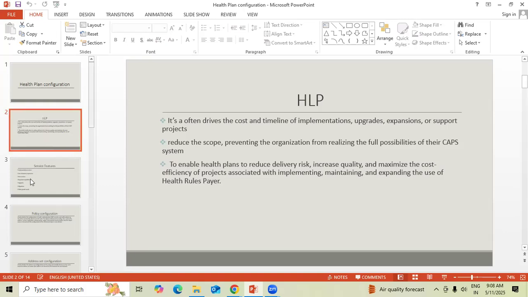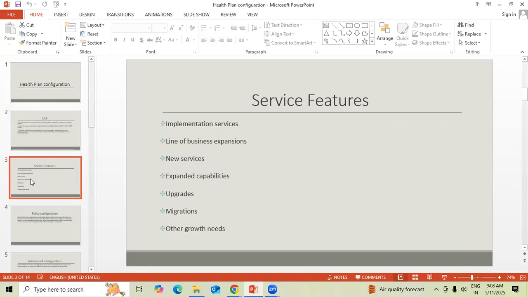When we are implementing this, these are the different service features we have. One is the implementation service, which majorly focuses on how these services can be implemented. At the same time, LOB expansions, which is called line of business expansions. What are the different lines of businesses that we have, and how are we expanding those, followed by any kind of new services that we have initiated so far.